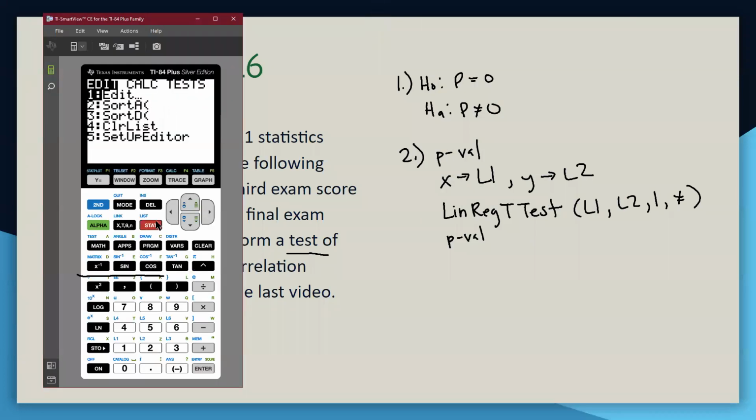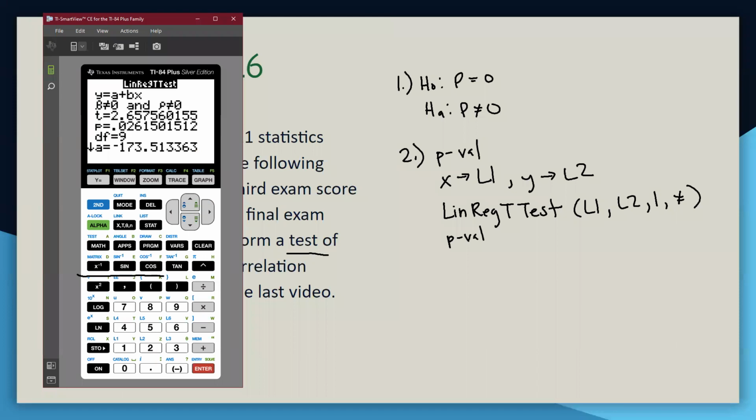And we're going to go stats, test, and then all the way to the bottom. And you can see that third from the bottom, LinRegTTest. So data is in list 1 and list 2, frequency is 1, not equals. We can store the regression equation, but we typically don't. We've already done that at some point, and just straight to calculate. And you'll see it spits out a whole bunch of stuff.